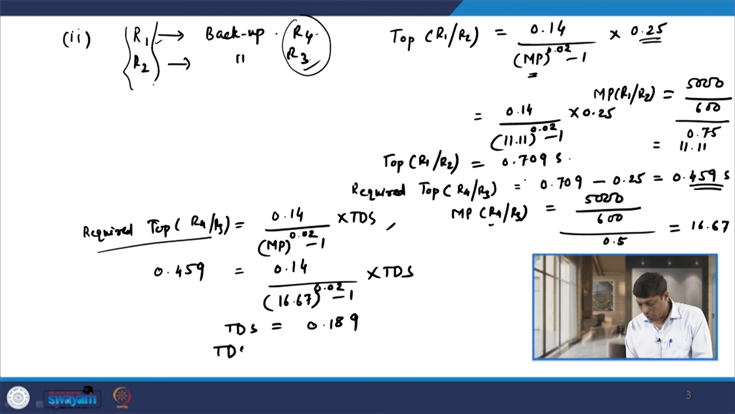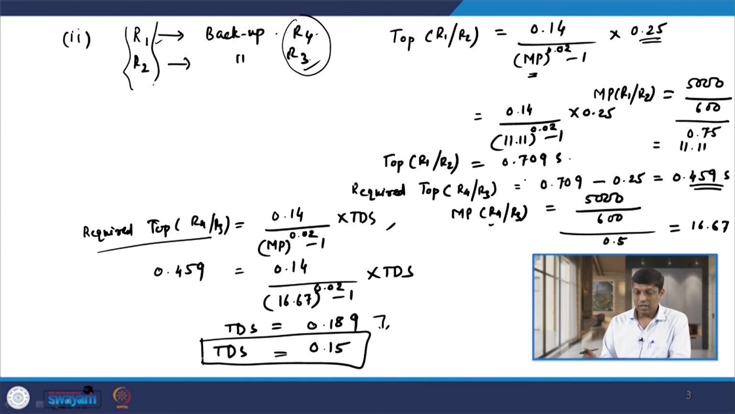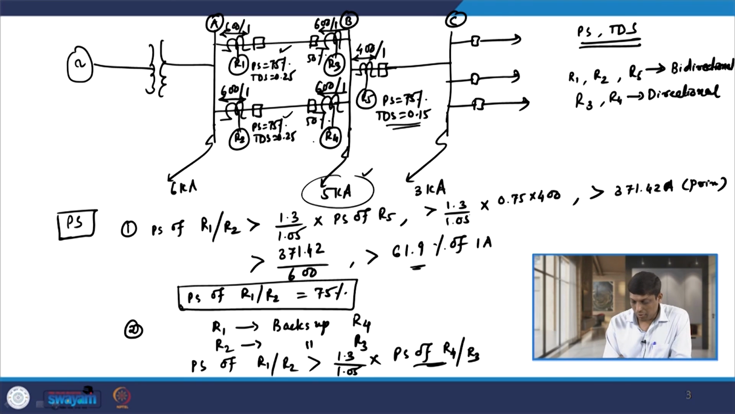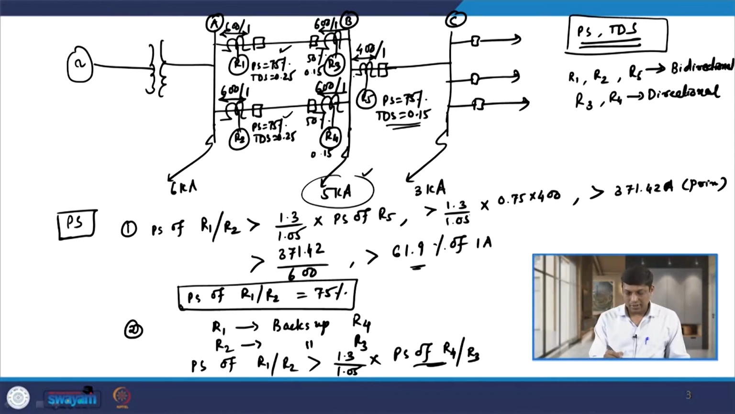So, we can select a value lower than this available in the setting range. So, we can select 0.15. So, we have calculated the TDS of R4 R3, that comes out to be 0.15. This is also 0.15, right. So, with this background we have calculated the value of plug setting and time dial setting of relays R1, R2, R3 and R4. So, in this example we have considered both bidirectional relays as well as directional relays, right.